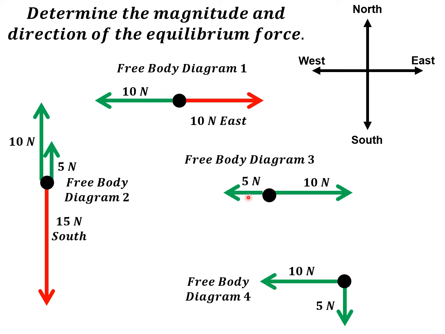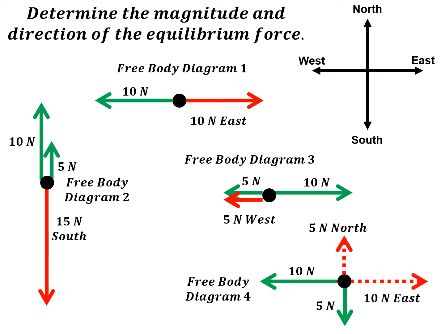In the third free body diagram, you have 5 going west and 10 going east. So these are already opposing each other. That means the 5 taken from the 10 gives me a total of 5 to the east, so I need another 5 west in order to balance that out. Now we look at the last one here. You have 10 newtons to the west and 5 newtons south, which means in order to balance this out, we're going to have 10 newtons east and 5 newtons north.